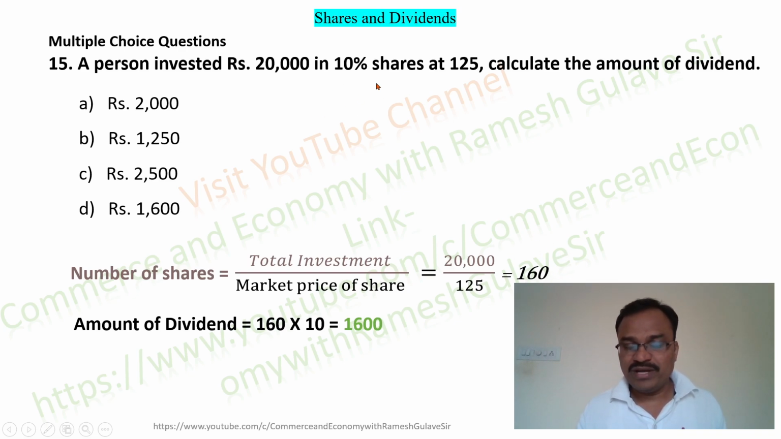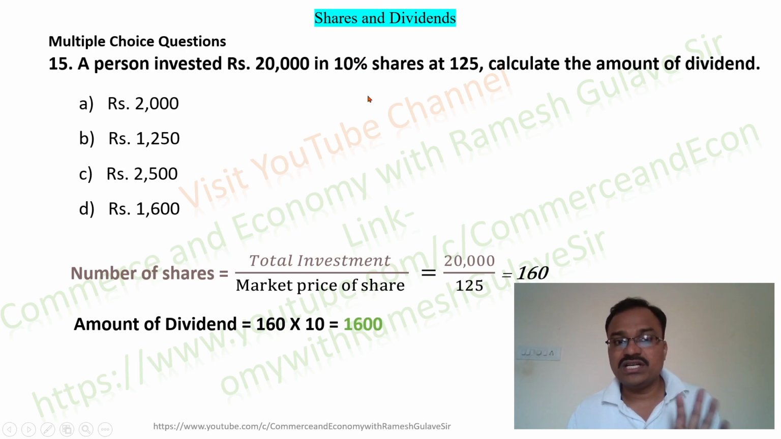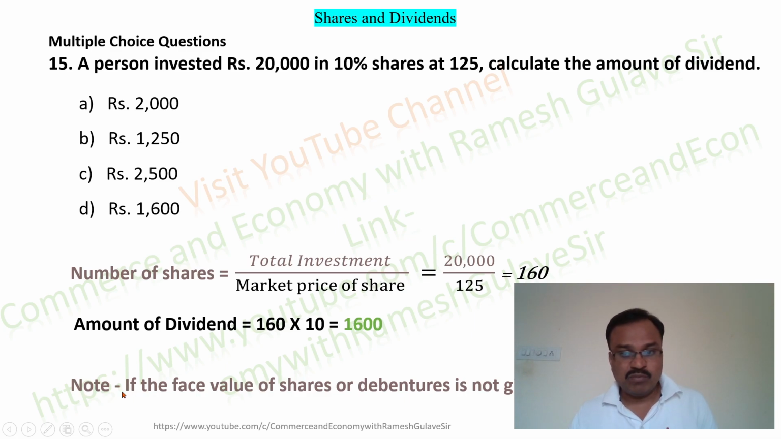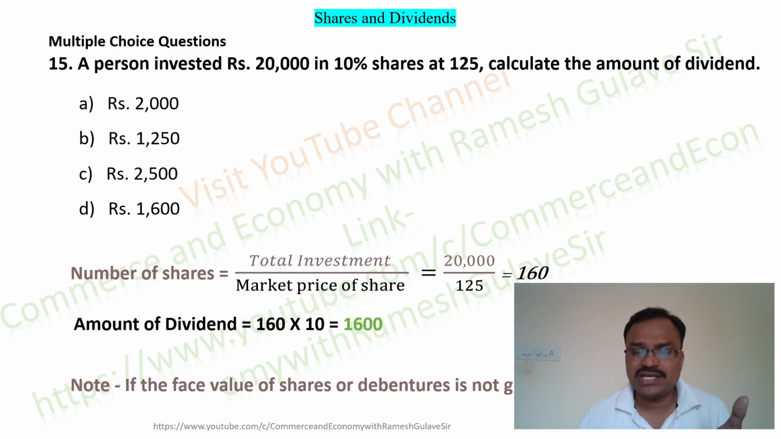And now the rate of dividend is 10%. As I already mentioned, the rate of dividend is always calculated on the face value of shares. Here, as the face value is not given, we have to assume the face value of shares as rupees 100. At the bottom of the slide I have given the note that if the face value of shares or debentures is not given, it is to be taken as rupees 100. Always, if the face value is not given in the question, we have to take it as rupees 100, right?